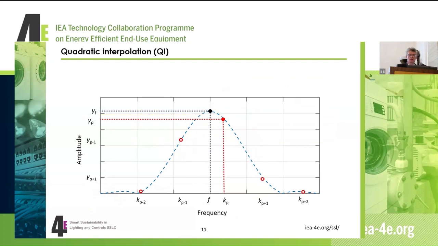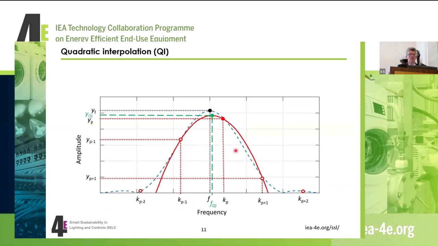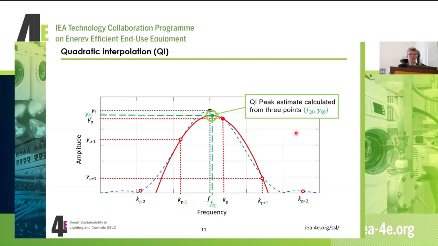So another way: doing the FFT contains a lot of calculations. What you also could do is look at the neighboring points of this first estimate. And if you do that, you can do a quadratic interpolation, and you can find the maximum point of that, and that will give us an even better peak estimate. And we call that the peak estimate from quadratic interpolation.